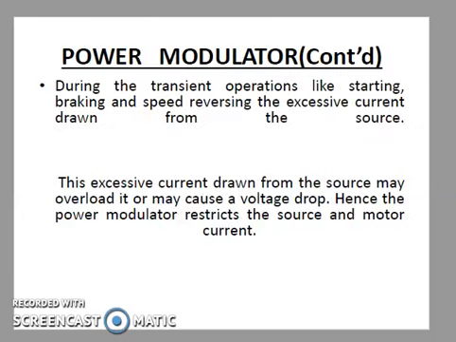Next, the modulator restricts the motor current within safe values during transient operations like starting, braking and speed reversal of the machine. If excessive currents are allowed to flow, the machine gets overloaded and may cause a dip in the voltage, resulting in a reduction in efficiency.